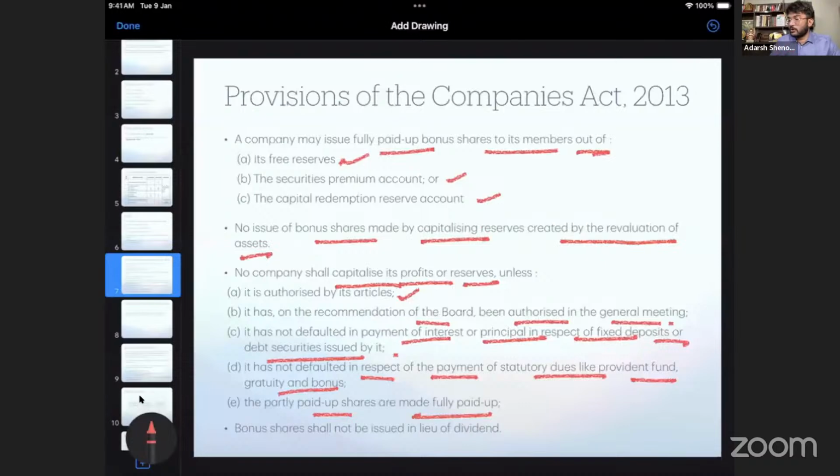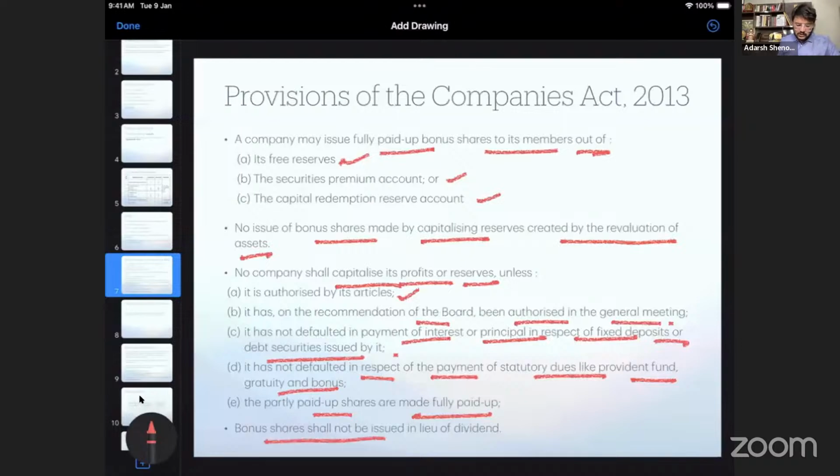So we discussed this point yesterday specifically, saying that if you want to issue bonus shares, you can issue it only against fully paid shares. So if there are any partly paid shares, you have to first convert them into fully paid shares, and then you can issue bonus shares to such shareholders.